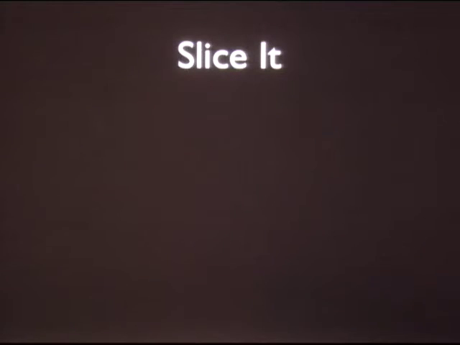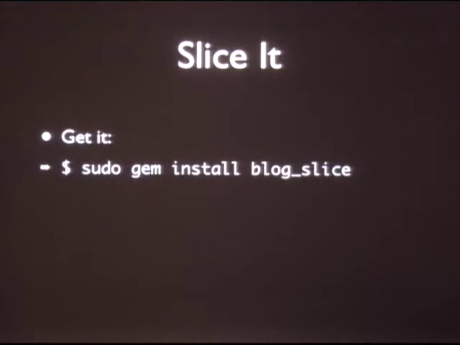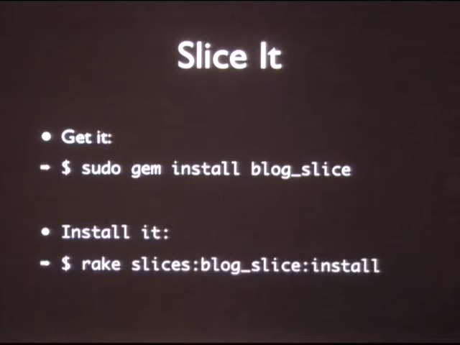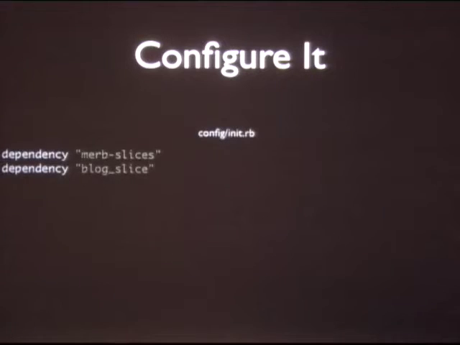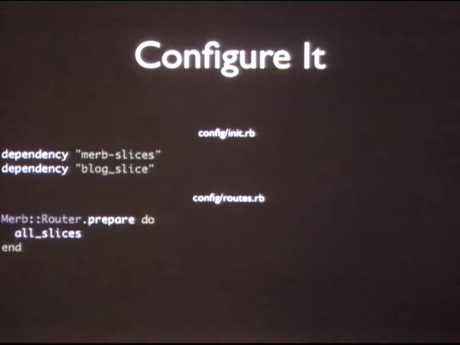So to get going with a slice, slices are distributed as gems, so it's just a sudo gem install. And once you've got the gem installed for your slice, you go into your host application and you just rake install it, and this will come in and set up the directories that it needs in your host application. So once you've got that, you need to configure it, tell your host application that you want to use it, and put it into the router.